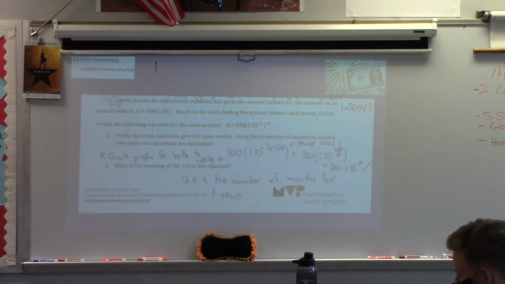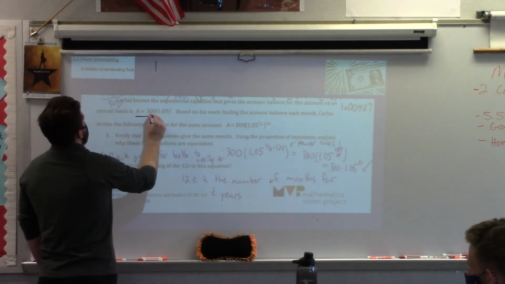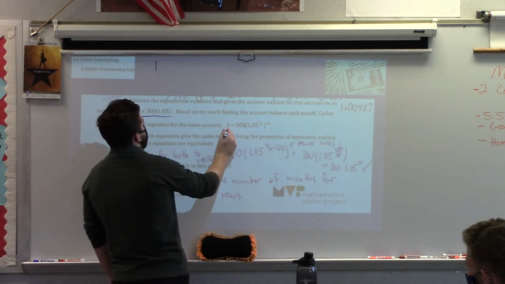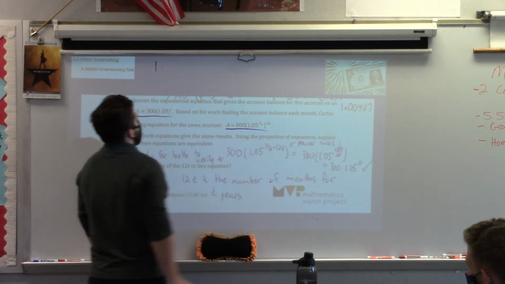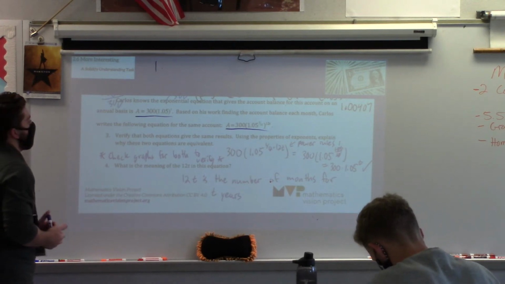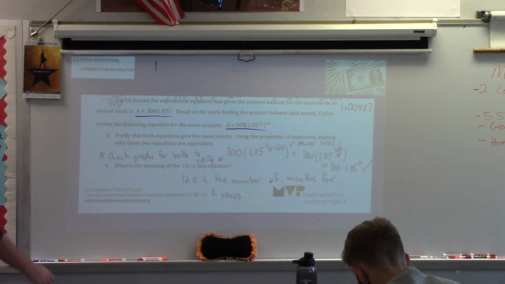Alright, so let's look at something we also looked at. For number 3, we had this equation, A equals 300 times 1.05 to the t. And we also had this equation, which we found from the monthly, which was 300 times 1.05 to the 1/12, to the 12t. So we needed to verify that both gained the same results. How did we do that? That they were equivalent equations.